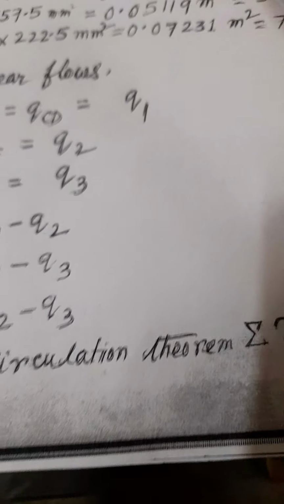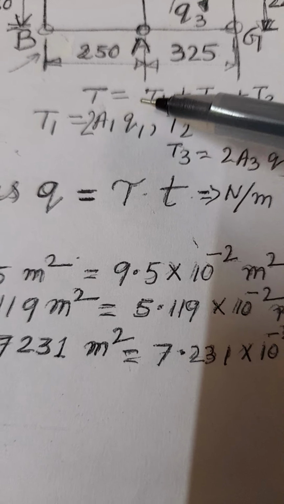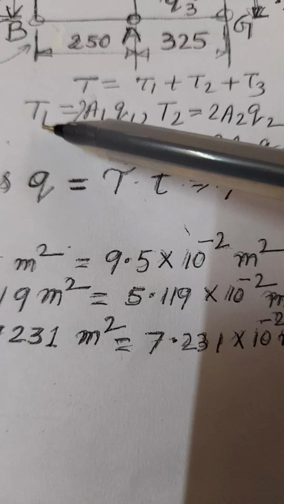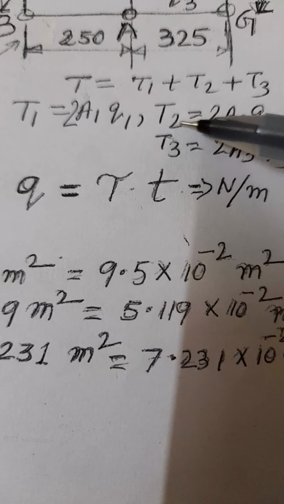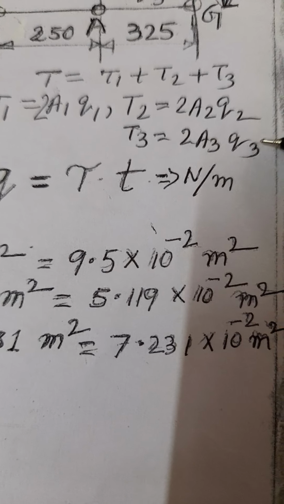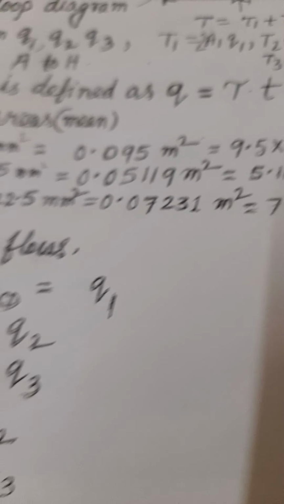Okay. Now these are the torque equations. The total torque T will be T1 plus T2 plus T3 in those loops. T1 is equal to twice A1 Q1. These are the formulas. T2 is equal to 2 A2 Q2, and T3 is equal to 2 A3 Q3. A is the area and Q is the shear flow.